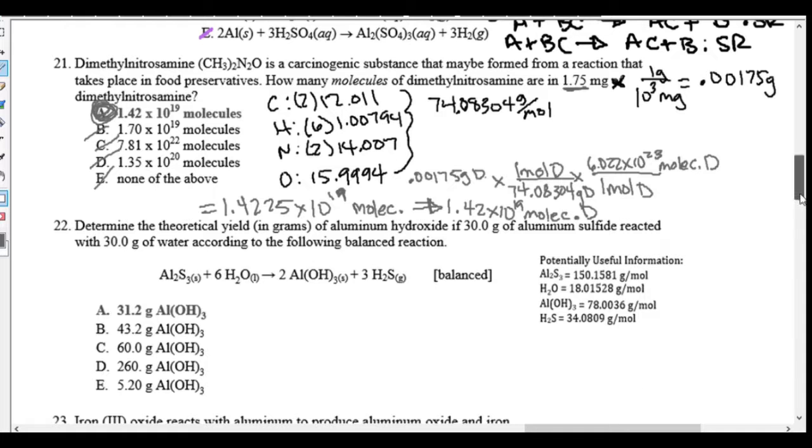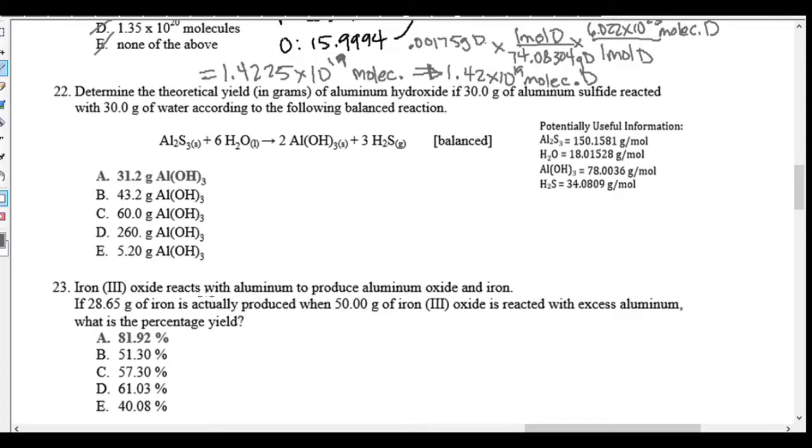Alright, number 22. Determine the theoretical yield in grams of aluminum hydroxide if this many grams of aluminum sulfide reacted with this many grams of water, according to the following reaction. Oh my gosh, I forgot to do the water part. Okay, so I'm going to have to do a little bit of math here.